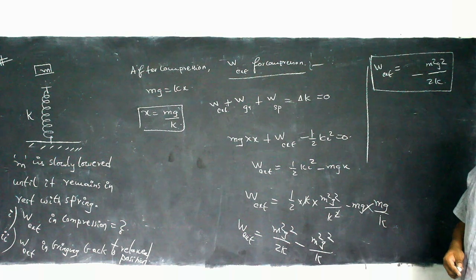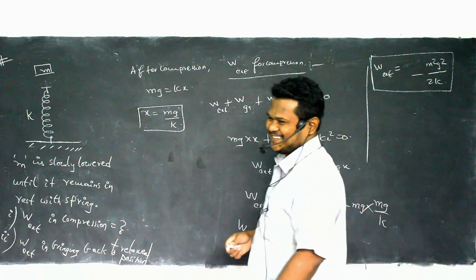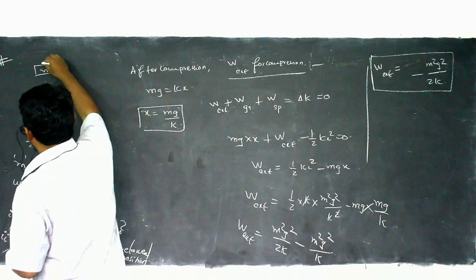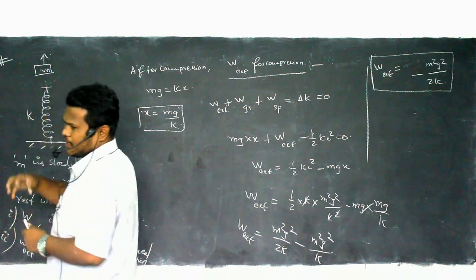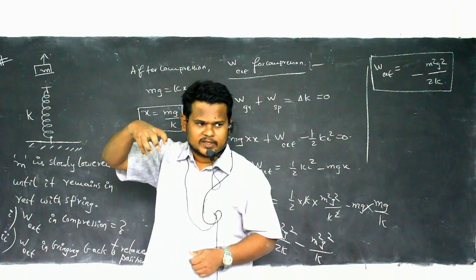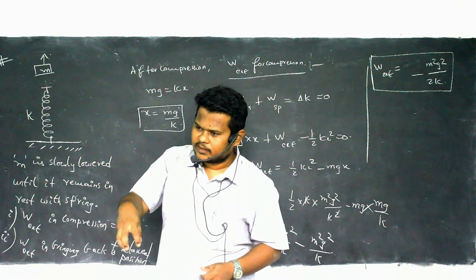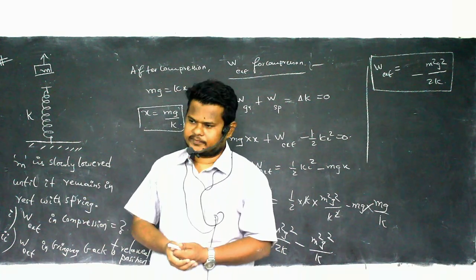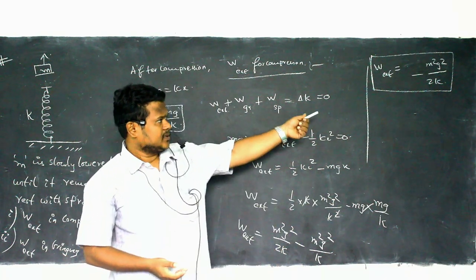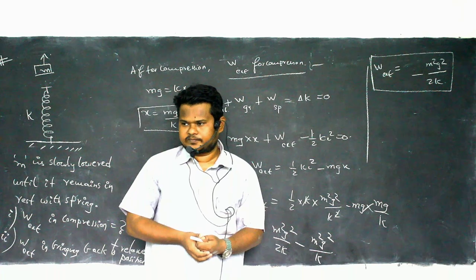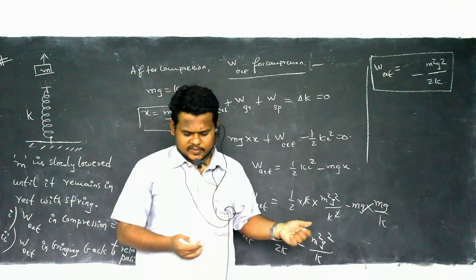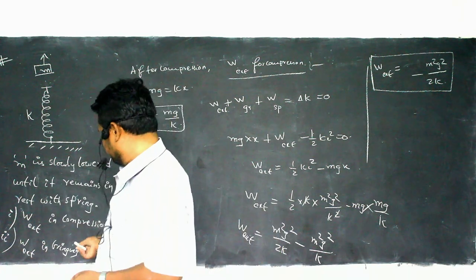Correct, yes, sir. Why it is correct? Because external force to hold this block, I have to apply upward force, no? But block is moving downwards, so definitely negative work. That we have proved by minus symbol also here. Are you able to understand? Come on. So can you calculate this one?